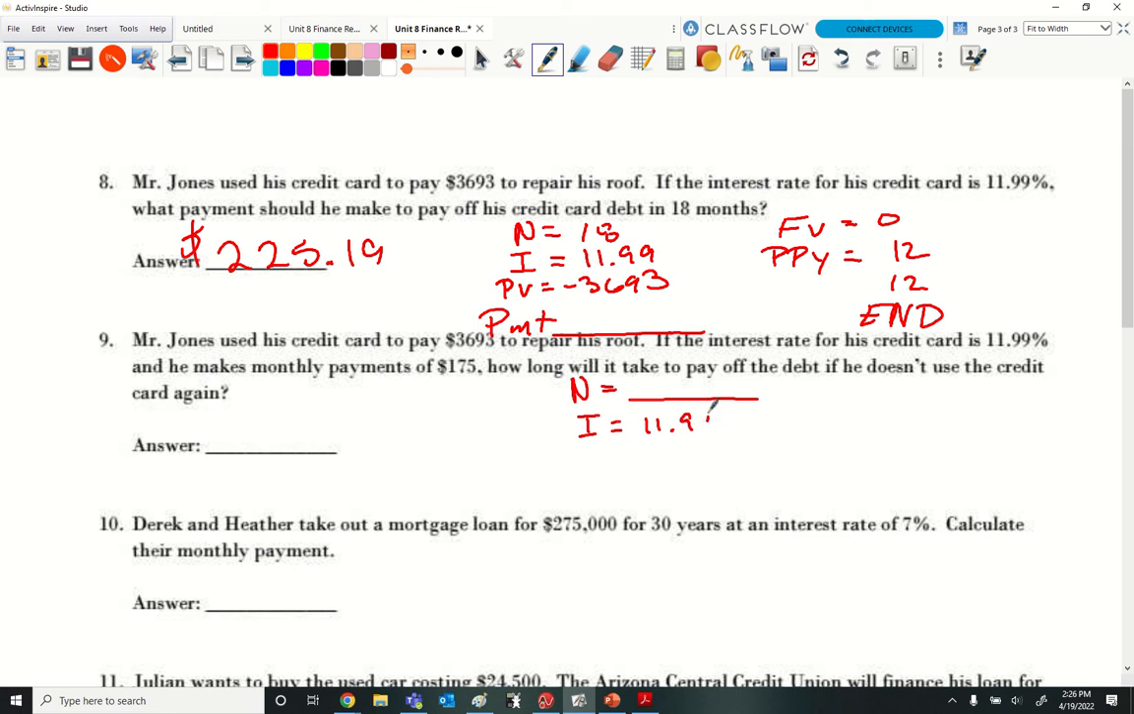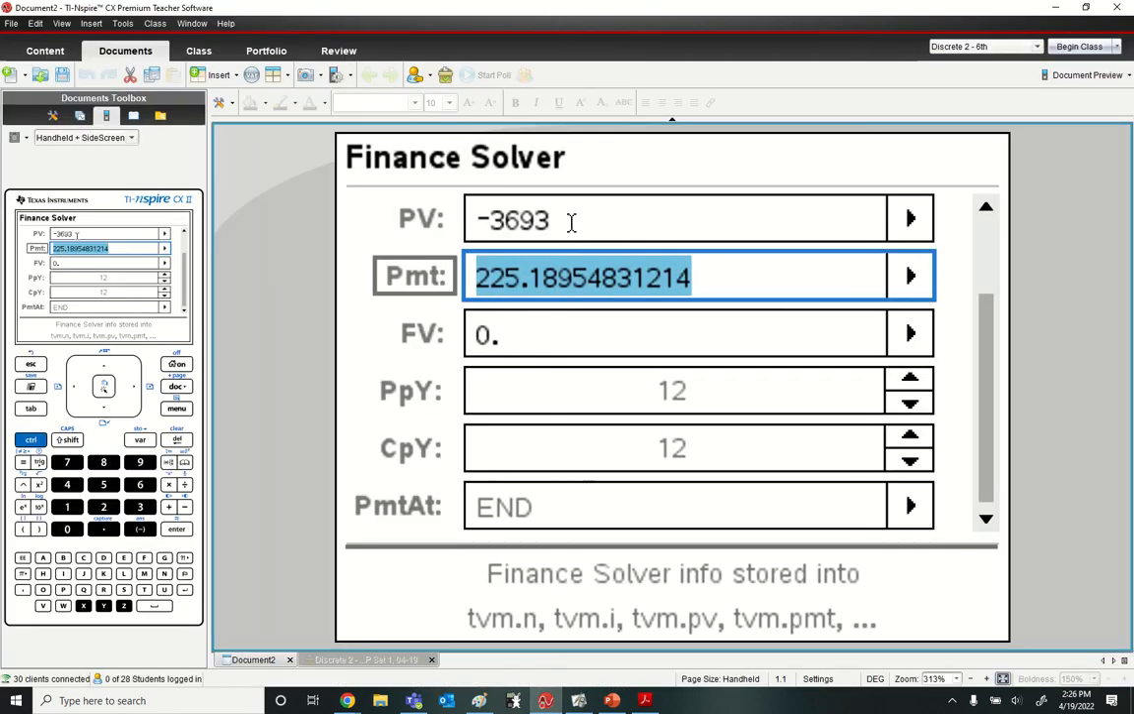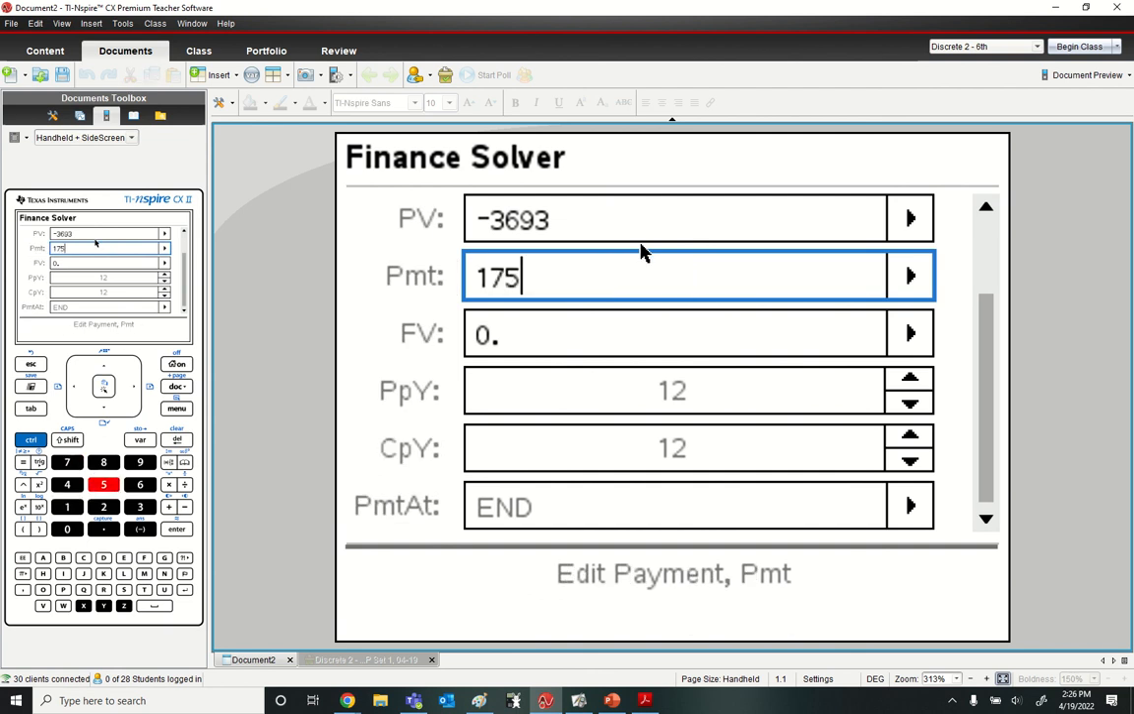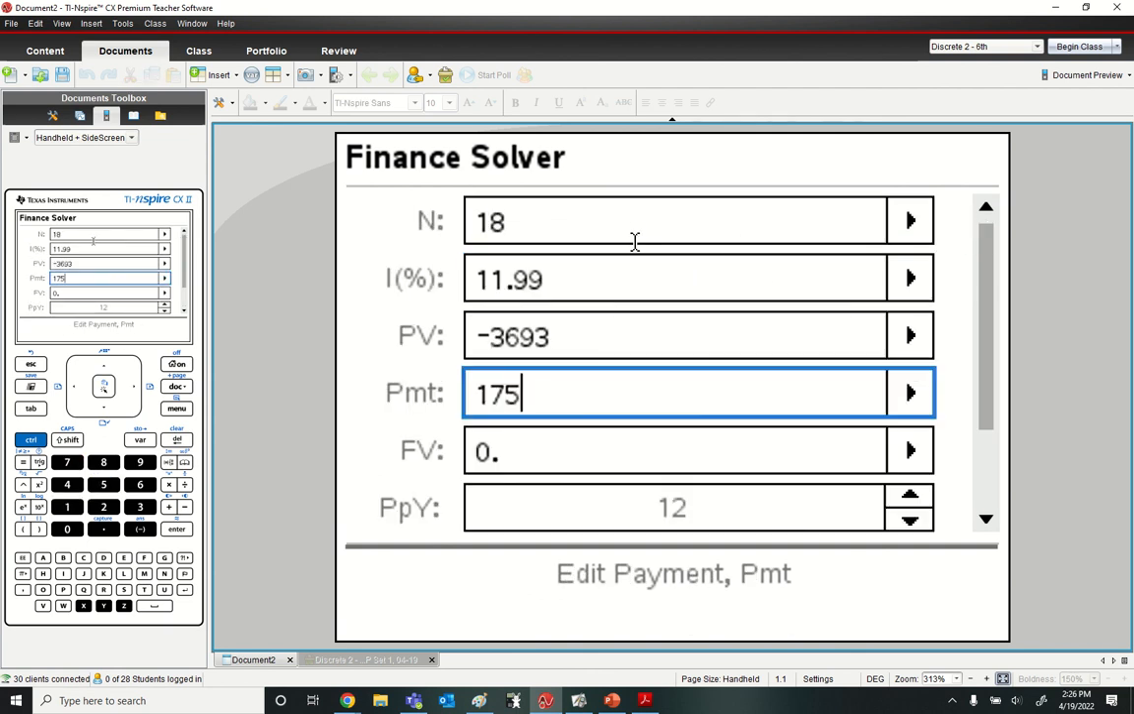Interest is 11.99. PV is negative 3693. PMT, in this case, is 175. Future value of any debt you want to be 0. Then it goes 12, 12, end. So since this solver's already set up here, I'm going to change this to 175 and scroll up, change my N, and then hit enter here.